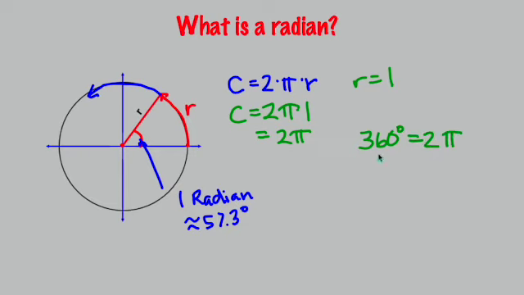If we divide both sides by 2 to simplify it a little bit, we come up with a very important formula for how to convert from degrees into radians, and that is 180 degrees equals pi radians. And by the way, if you took 180 and divided by pi, you would get the approximately 57.3 degrees that I was talking about. So that's why 1 radian is worth about 57.3 degrees.